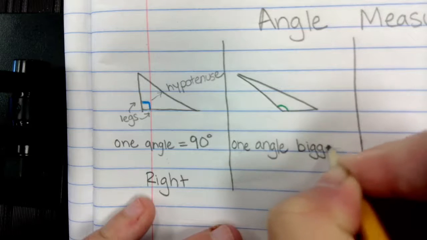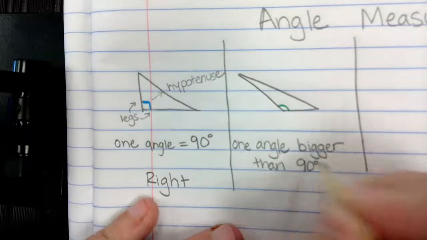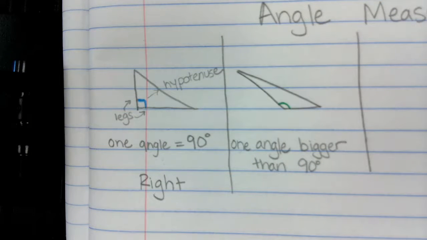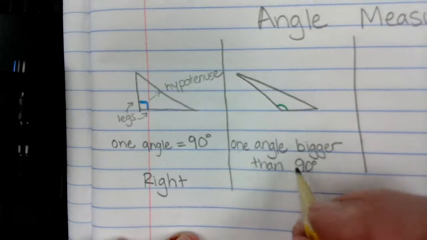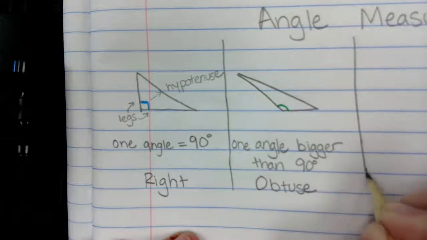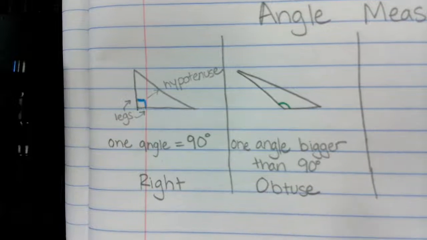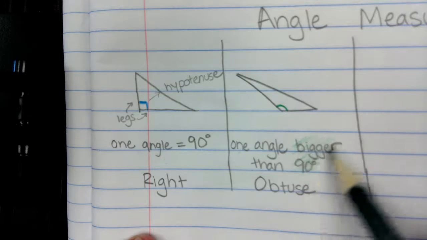So one angle bigger than 90 degrees. Doesn't matter what the other two angles are. As long as I see one angle that's bigger than 90, it automatically becomes obtuse. So that one is bigger than 90. Kind of our main idea there is that it's bigger than 90. So that's obtuse.